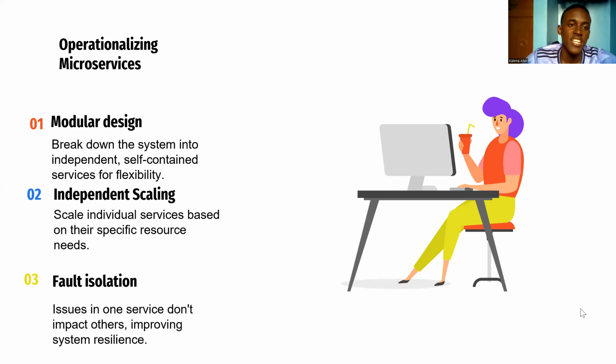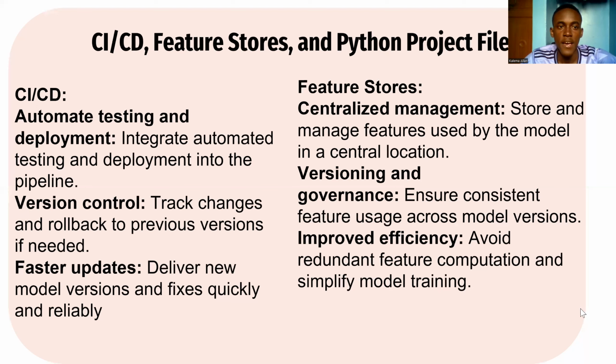And operationalizing microservices. Under this, we have modular design, independent scaling, and fault isolation. These are the ways we can overcome the challenges of operationalizing microservices. Under modular design, we break down the system into independent, self-contained services for flexibility. Under independent scaling, we scale individual services based on their specific resource needs. Under fault isolation, issues in one service don't impact others, improving system reliability.